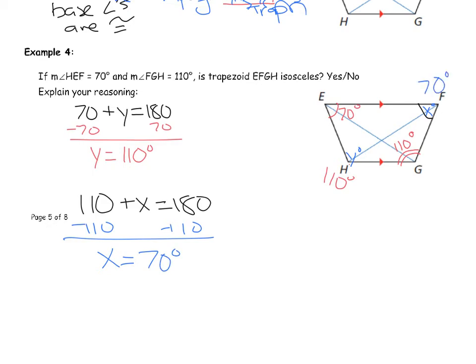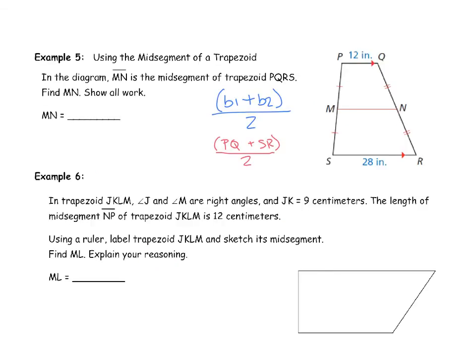Now, in making this observation, we clearly see that these two base angles are congruent, and we see that these two base angles are congruent. So therefore, we can justify that, yes, this is an isosceles trapezoid because base angles are congruent.